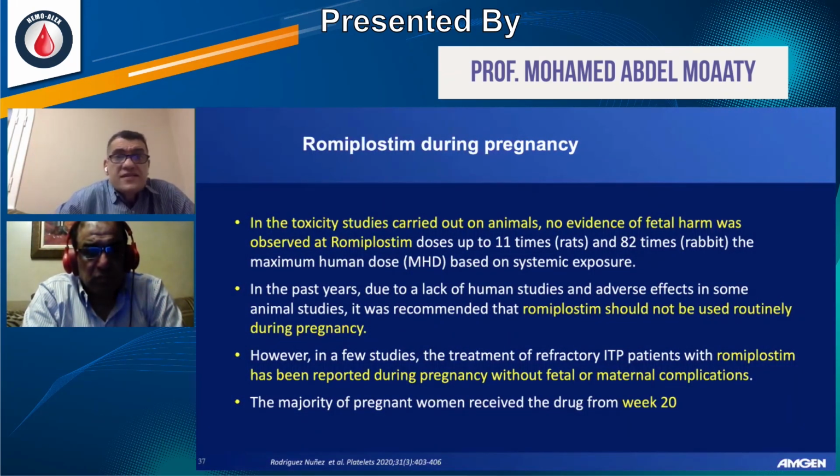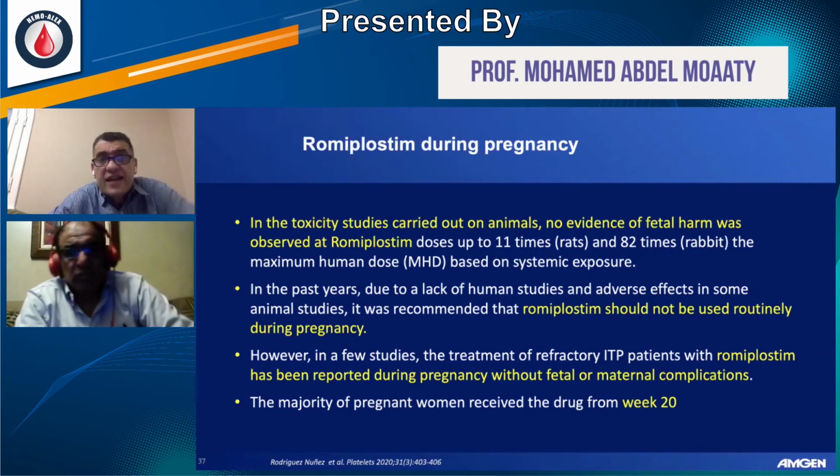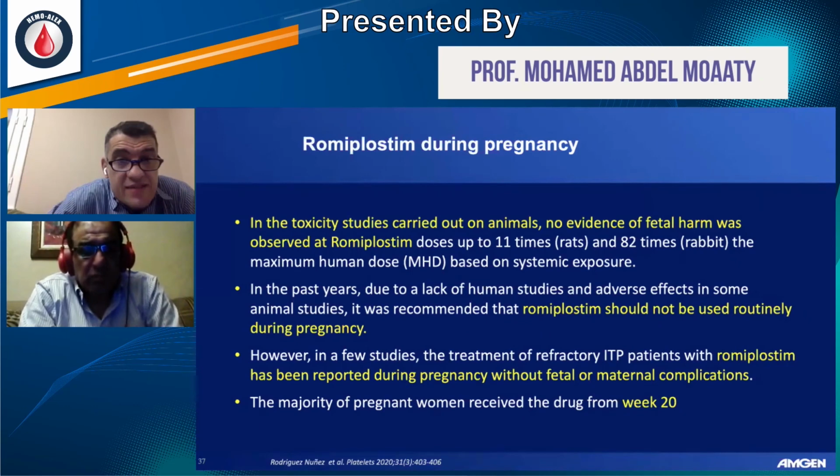Regarding romiplostim during pregnancy, in the toxicity studies carried out on animals, no evidence of fetal harm was observed at romiplostim doses up to 11 times in rats and 82 times in rabbits the maximum human dose, based on systemic exposure. However, in past years, due to lack of human studies and the adverse effects in some animal studies, it was recommended that romiplostim should not be used routinely during pregnancy.